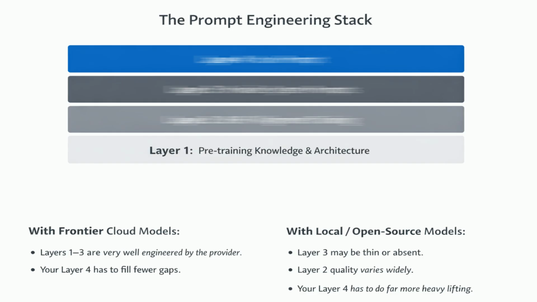So, layer 1 is the pre training knowledge and the architecture the language model has. Layer 2 is RLHF, or the alignment training, which is again baked in at training time. Layer 3 is the provider system prompts. So, basically, what ChatGPT or Claude inject by default. And then layer 4 is your prompt, which you can control.